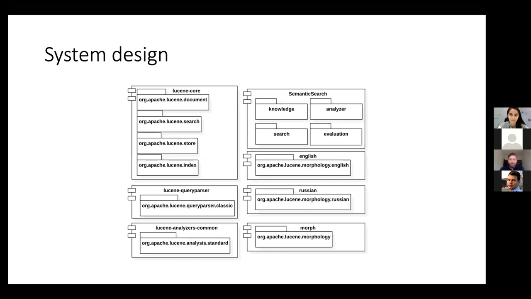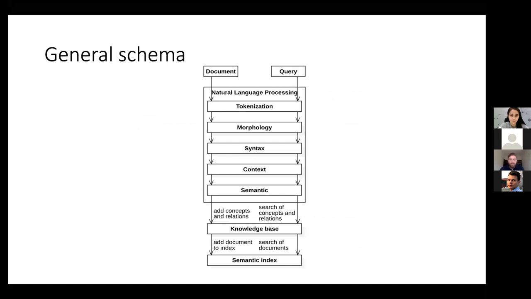Standard analyzers and Russian morphology are used for morphological analysis in Lucene. The last class also implements morphological analysis in the natural language processing pipeline for semantic search. The general schema of the proposed system is presented on the slide. It includes three main steps for both document and query: natural language processing, knowledge base, and semantic index. Natural language processing consists of tokenization, morphological analysis, syntactic context, and application of semantic rules.